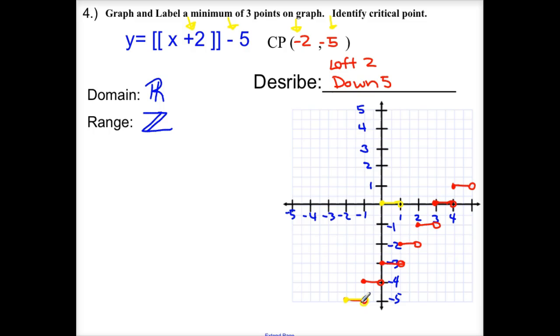Because there's no stretching or compressing, each bar will be 1 unit long, and there will be a space of 1 unit vertically between the bars as they step up. Domain is all real numbers. Again, for the parent function, it's all real numbers, so no matter what transformation you do, it will still be all real numbers. And our range, because we didn't have any vertical changes, it's integers.